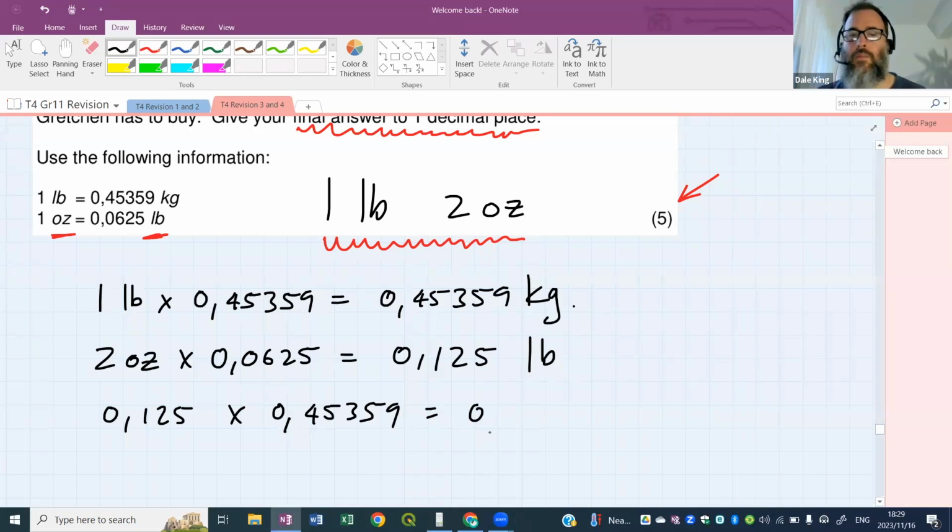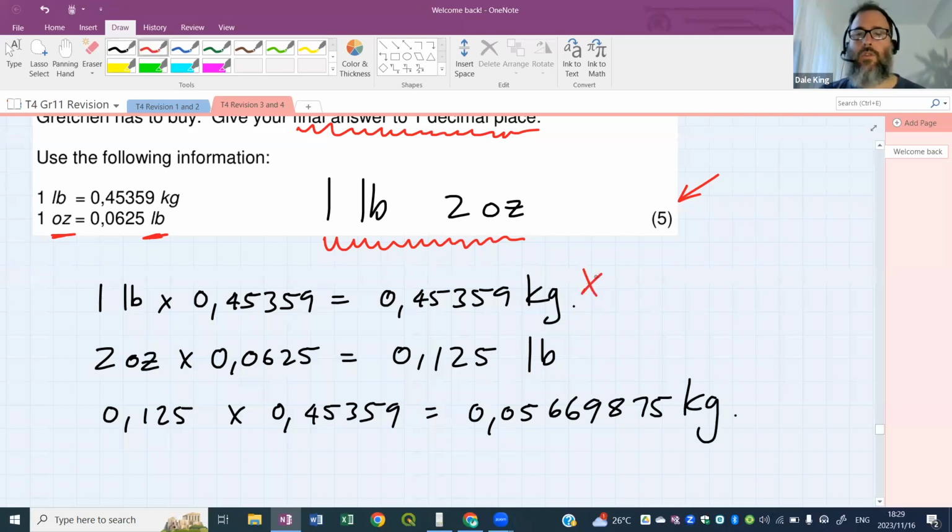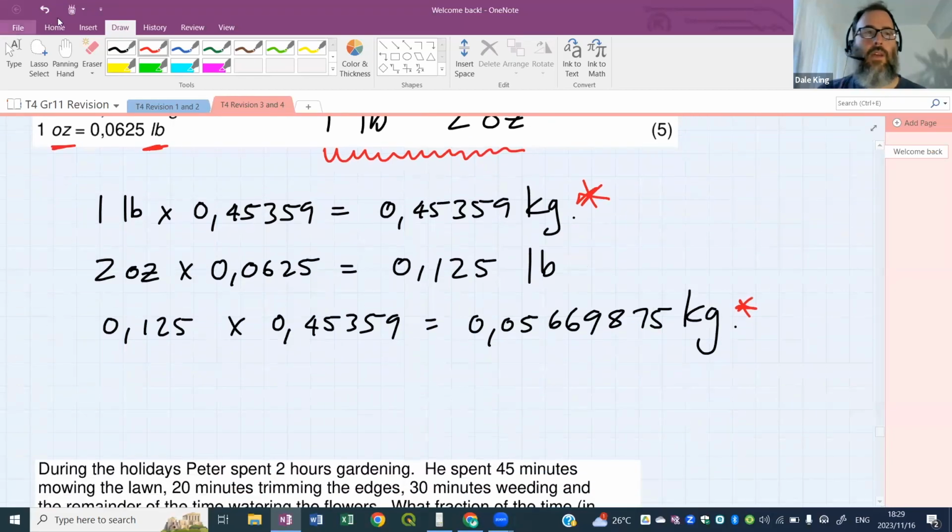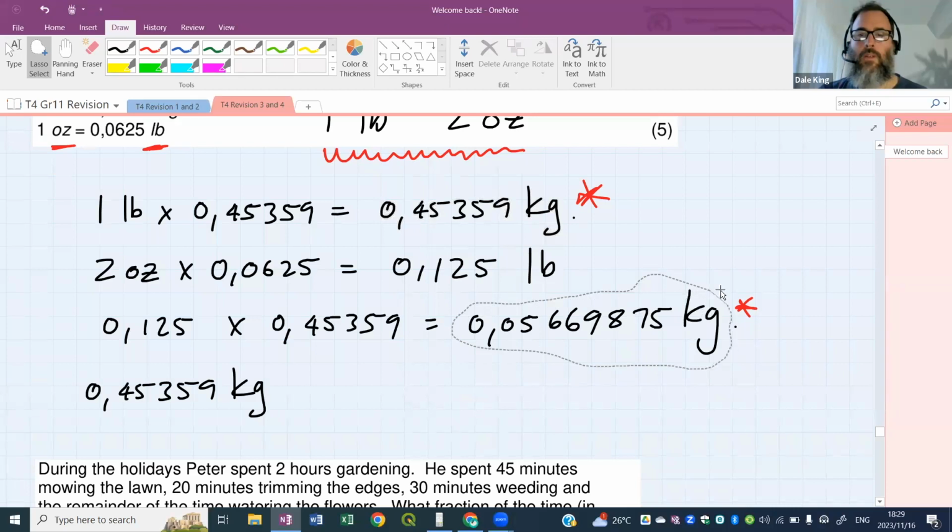And this gives us a horrible looking decimal: 0.056698. I'm going to write all the decimals, 75. And this is in kilograms. Okay, so now these two can be added up. We can now put it all together. So I'm just going to copy and paste here because I'm lazy like that. And add up the kilograms.